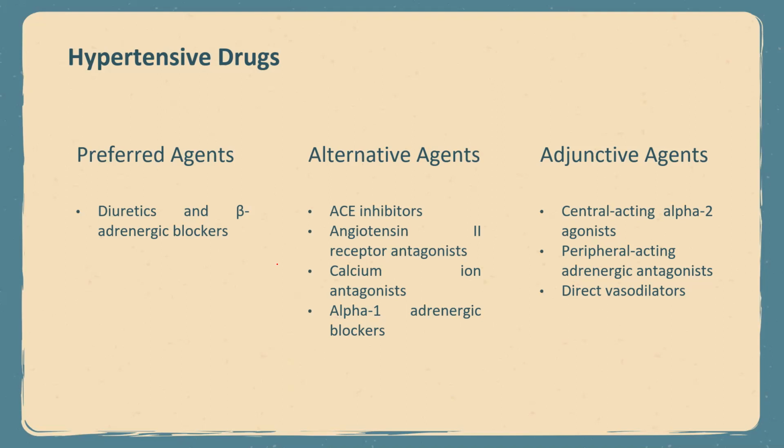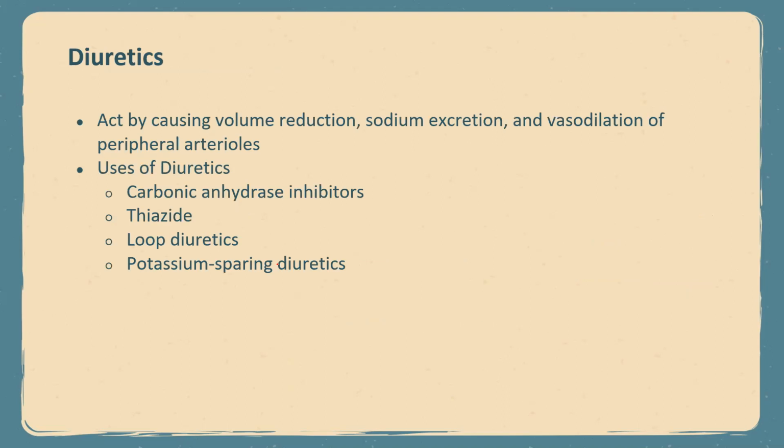Now, let's discuss first the preferred agent, which includes your diuretics. Diuretics act by causing volume reduction, sodium excretion, and vasodilation of the peripheral arterioles. As we all know, if there is an increased amount of water, which is proportional to the amount of sodium, it can lead to what we call hypertension. That's why these diuretics promote the loss of this excess volume as well as the excretion of sodium in the body.